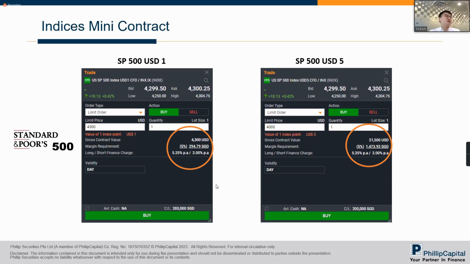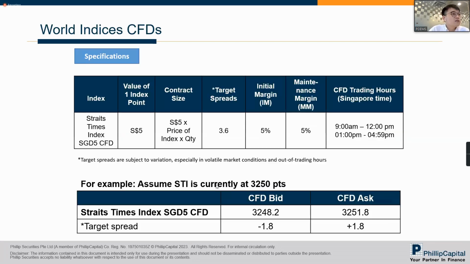This is also an example of indices mini contracts, S&P 500 USD 1 and S&P 500 USD 5. If you times 1, 4,300, then it is 4,300, and you have to put in $294.79 Singapore dollar only, because the margin requirement is 5% only. If you times 5, it is 21,500 US dollar gross contract value, and the margin requirement you have to put in is $1,473 only, about 1,500.